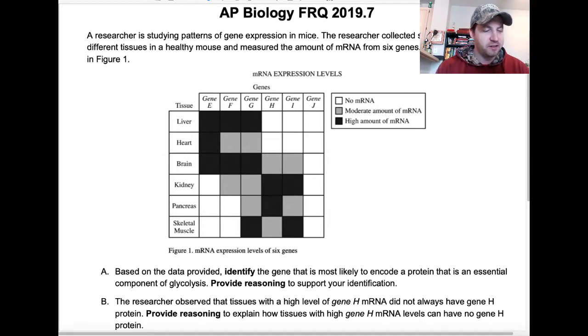So let's get started. It says a researcher is studying patterns of gene expression in mice. The researcher collected samples from 6 different tissues in a healthy mouse and measured the amount of mRNA from 6 genes. The data are shown in figure number 1. So the first thing that I want to do is look at figure number 1 just to get a feel for what's going on there.